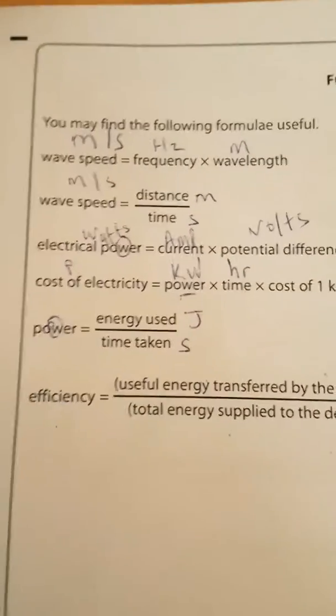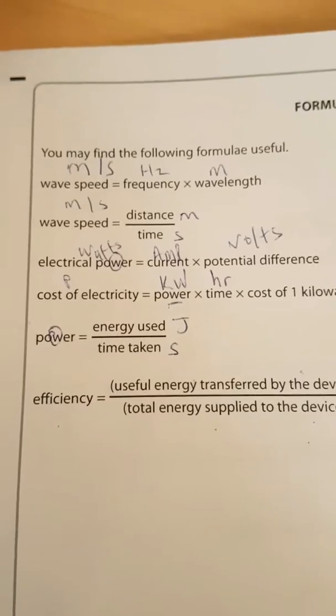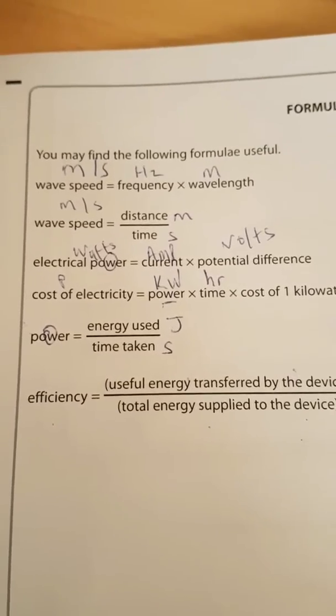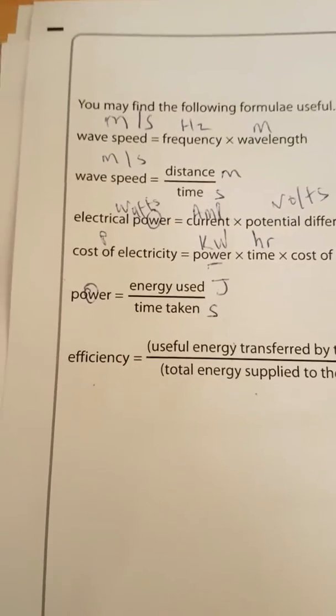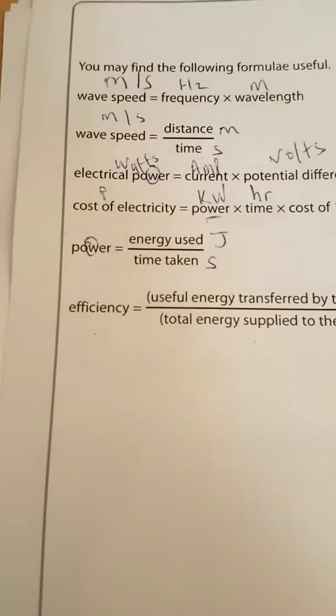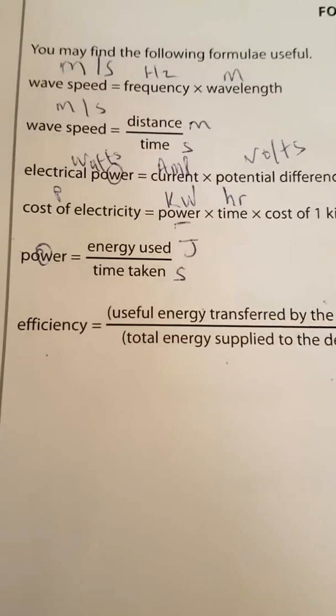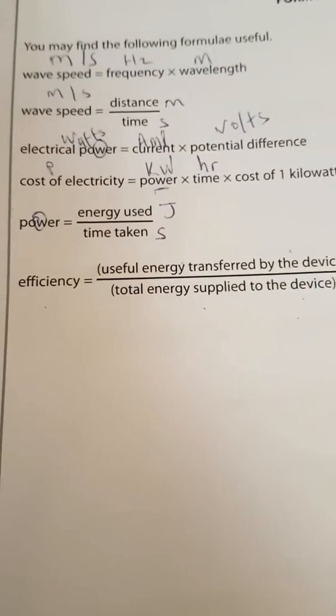Now what you should have written is that wave speed is measured in meters per second, frequency is measured in hertz, wavelength is measured in meters. It's the same as the one below, where wave speed is measured in meters per second, distance is in meters, and time is in seconds. Electric power, if you highlight the W, that will remind you that it's in watts. Current is measured in amps, and potential difference in volts.